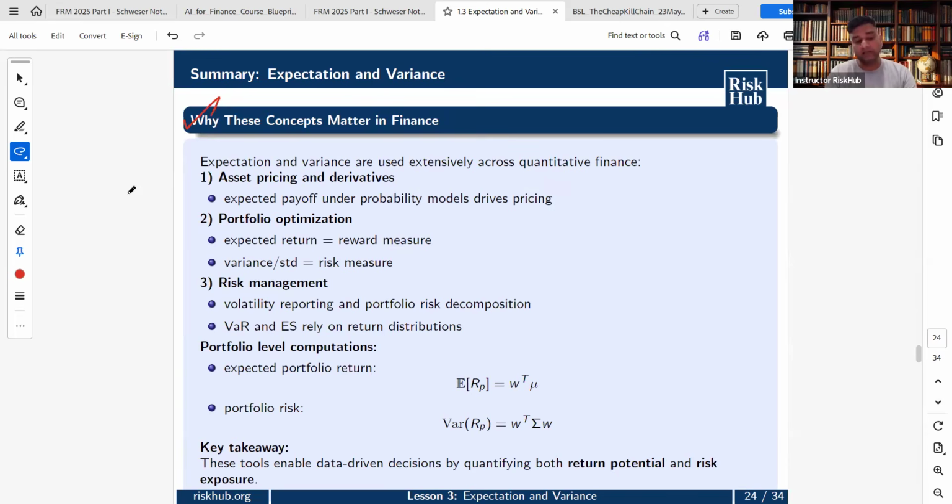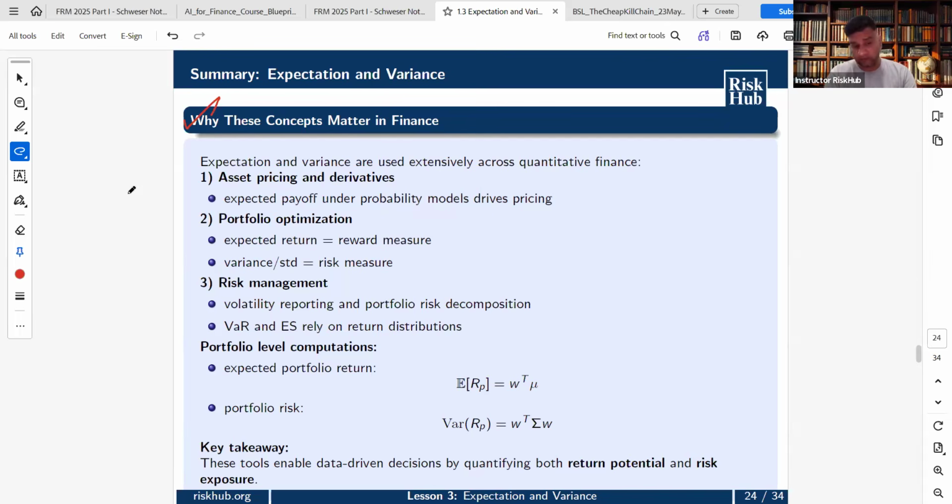Asset pricing: expectation determines the value. Bond pricing, price is equal to the present value of expected cash flow. Option pricing, price is equal to the expected value of the discounted payoff. Credit pricing, expected loss is equal to PD into LGD into EAD, probability of default into loss given default into exposure at default, all expectation based.